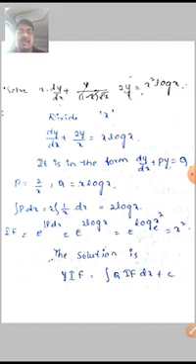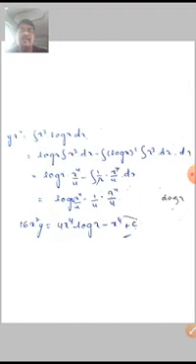Now we have to find the integrating factor, that is equal to e power integration of p dx, that is equal to e power 2 log x. This can be written as e power log of x square to the base e, that is equal to x square. The solution is y into integrating factor is equal to integration of q into integrating factor dx plus c. That is y into x square is equal to integration of x cube log x dx.